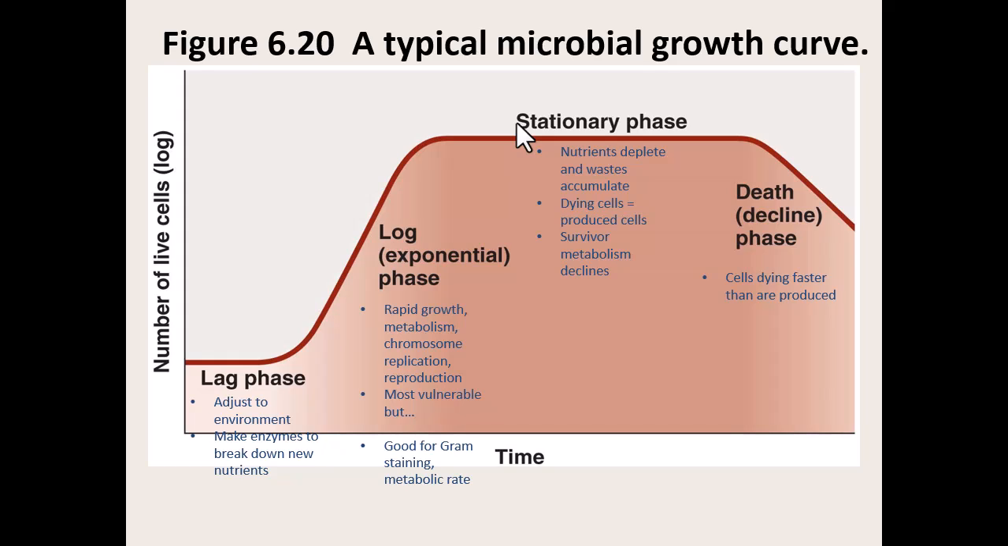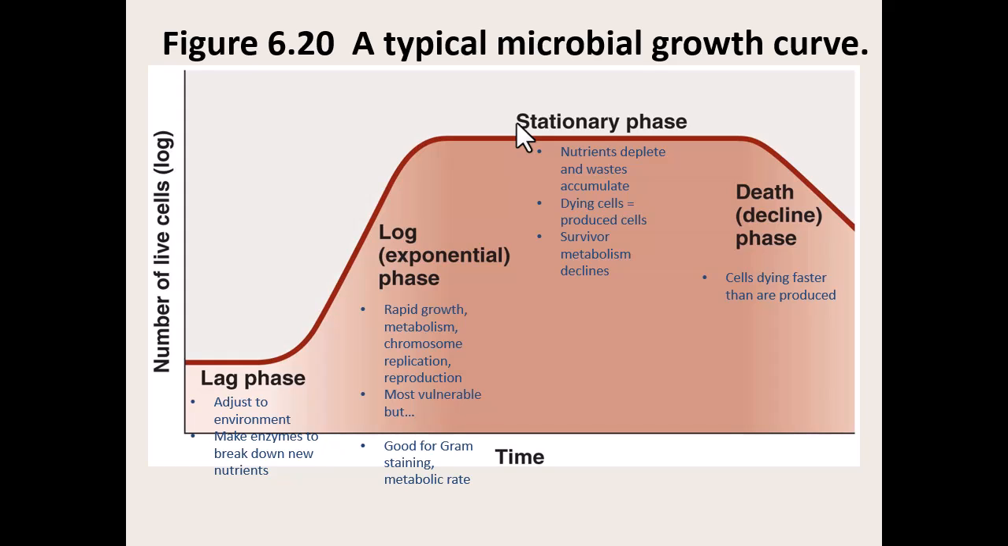Now, it is at this point why we pull them out of the incubators at 24 hours. It's because at this point, they are so happily growing, and the majority of the bacteria are alive, and so they're going to gram stain accurately, and so they're good for gram staining. So we pull them out of the incubator at 24 hours. Put them in the fridge. Then enters what's known as the stationary phase.